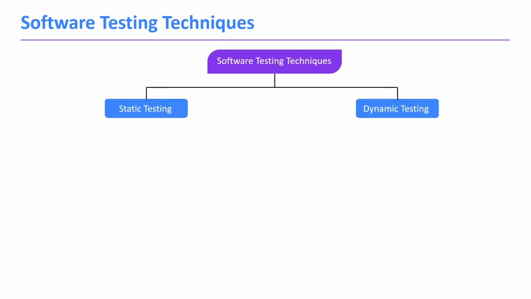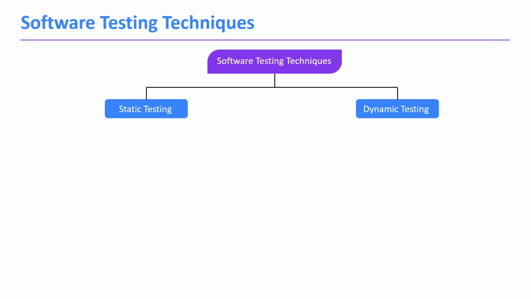So software testing techniques are divided into two categories. First is static testing techniques and another one is dynamic testing techniques. Static testing techniques we apply on documents like the requirement document, design document, coding related document. Whenever we apply testing on any kind of document, we call that static testing. And another one is dynamic testing. Dynamic testing we apply on an actual software application.